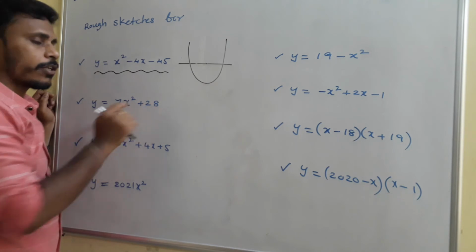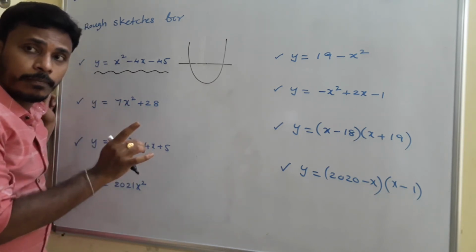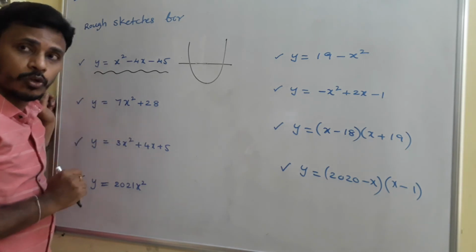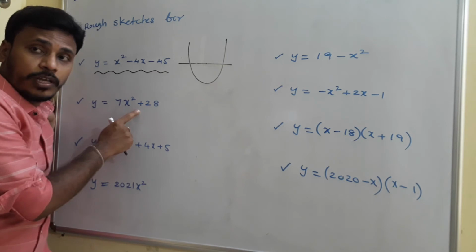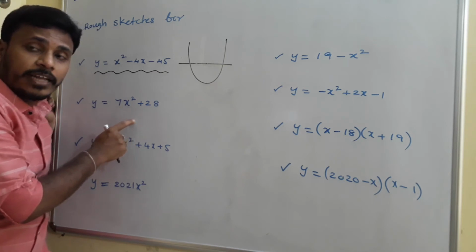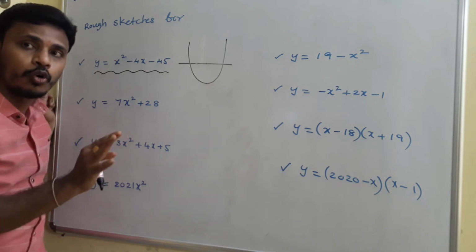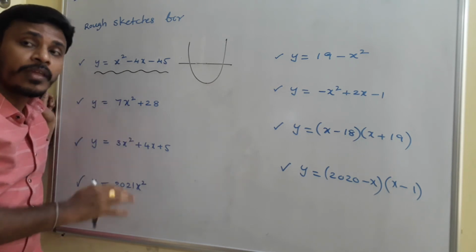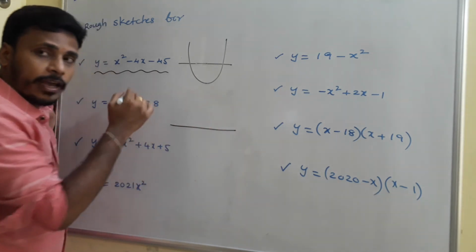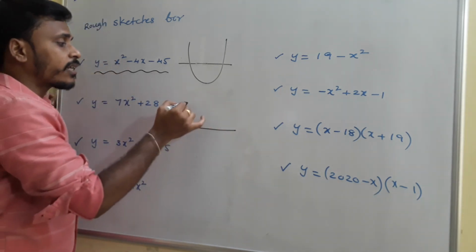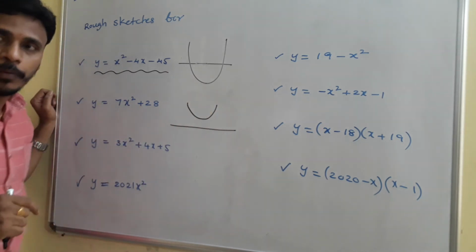Again, 7x square plus 28. Just look there. The coefficient of x square is positive, so upward parabola. Then what do you say about its discriminant? The discriminant is b square minus 4ac. Since the b term is not there, 0 square minus 4 into something, so the discriminant is negative, no roots. Since it has no roots and it is an upward parabola, it neither intersects nor touches the x-axis. So this is the rough sketch for this particular expression.